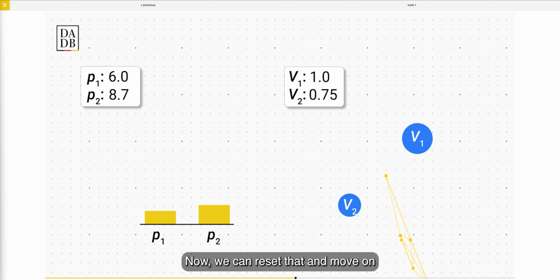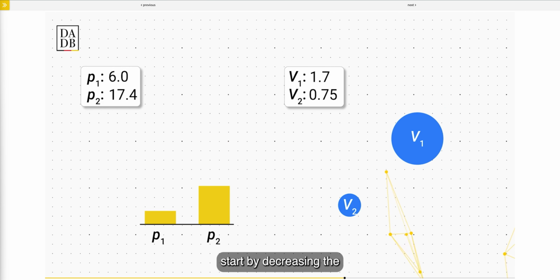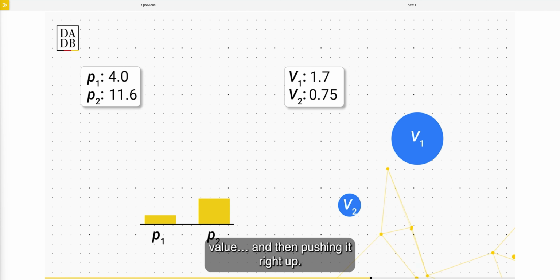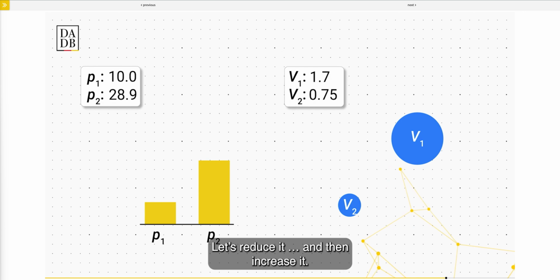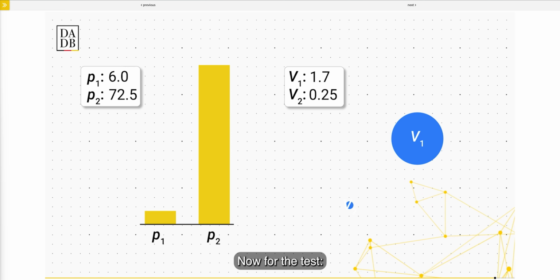Now, we can reset that and move on to initial pressure. Let's start by decreasing the value and then pushing it right up. What about final volume? Let's reduce it and then increase it. Now for the test.